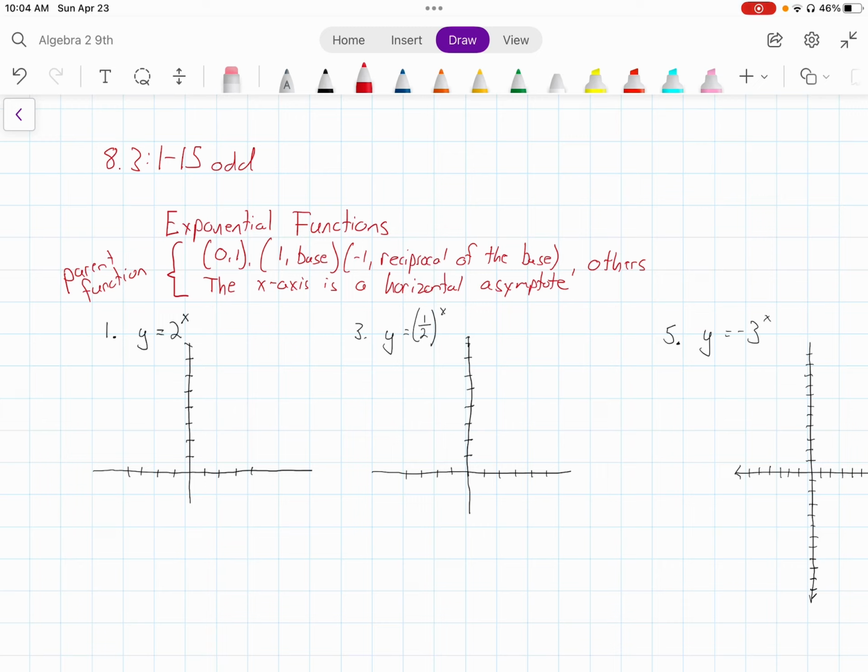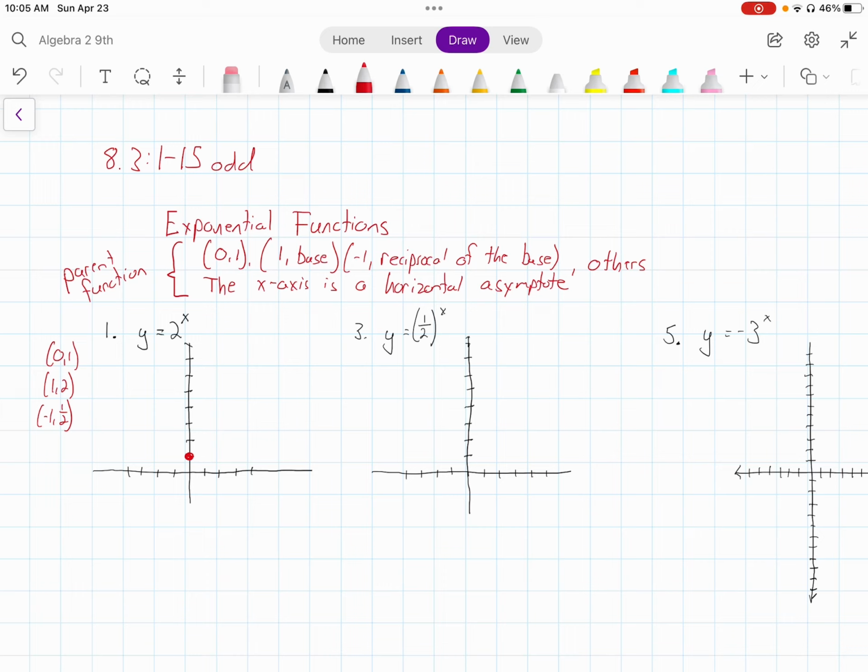So here we go. Number 1, y equals 2 to the x. Well, we want to graph the point 0, 1, 1, the base. So we're going to graph 0, 1, 1, the base. The base is 2 here, and then negative 1, the reciprocal of the base. The reciprocal of 2 is 1/2.